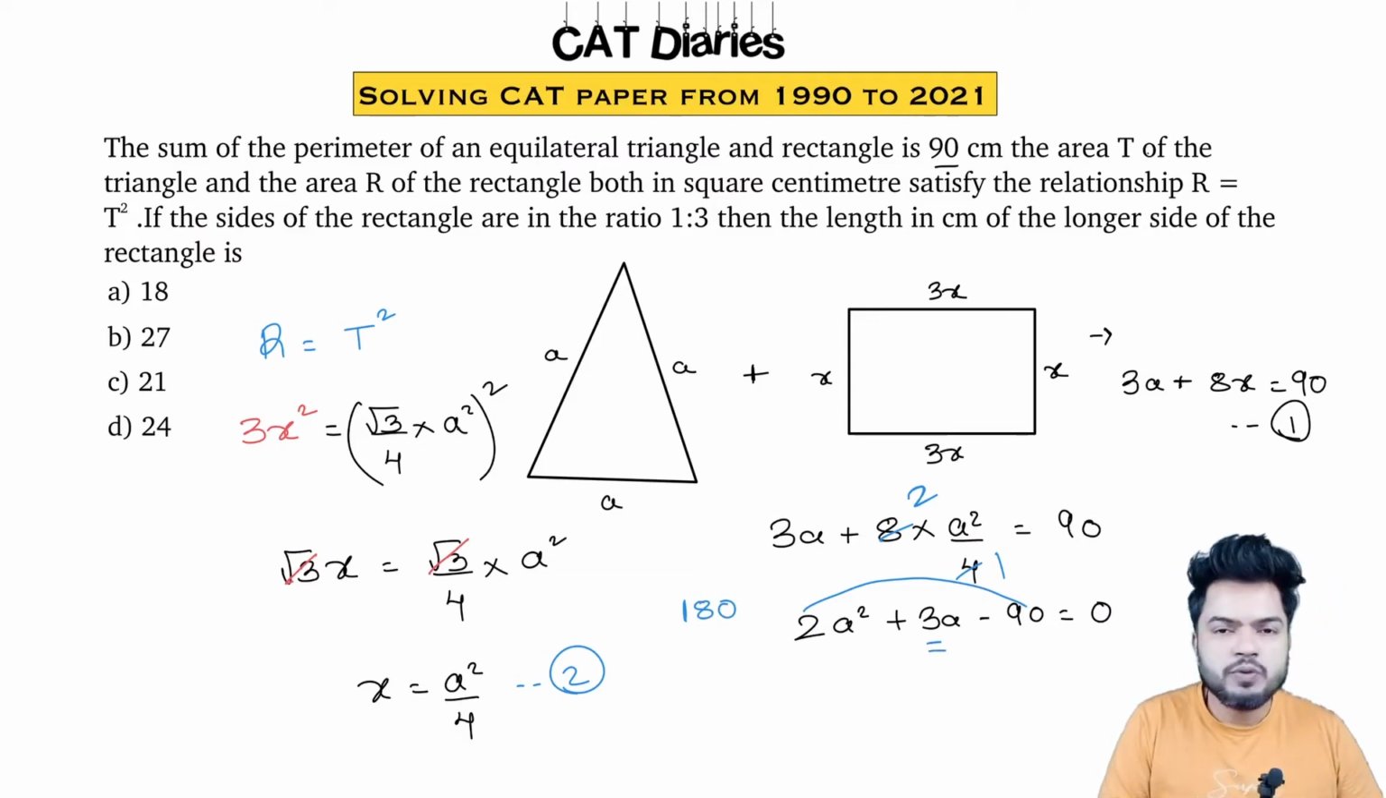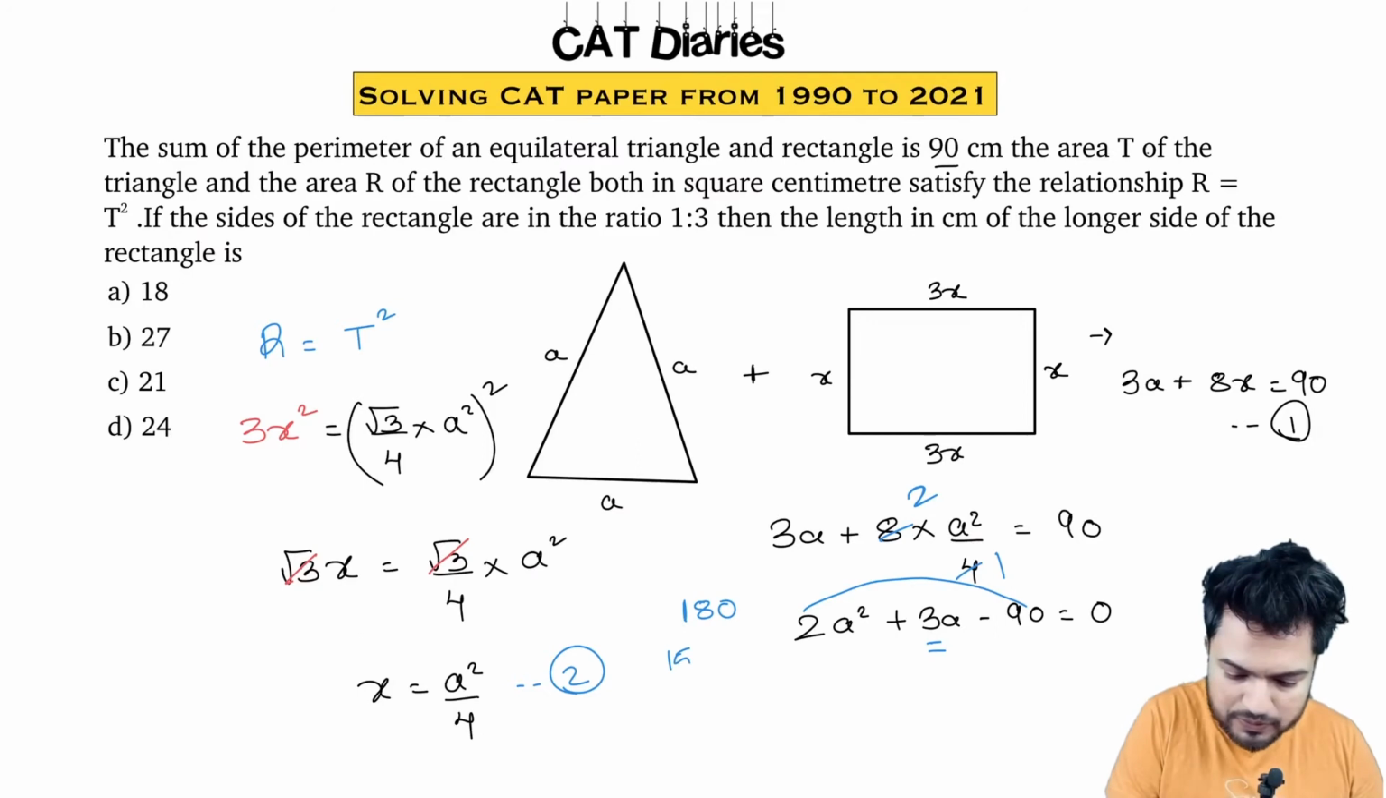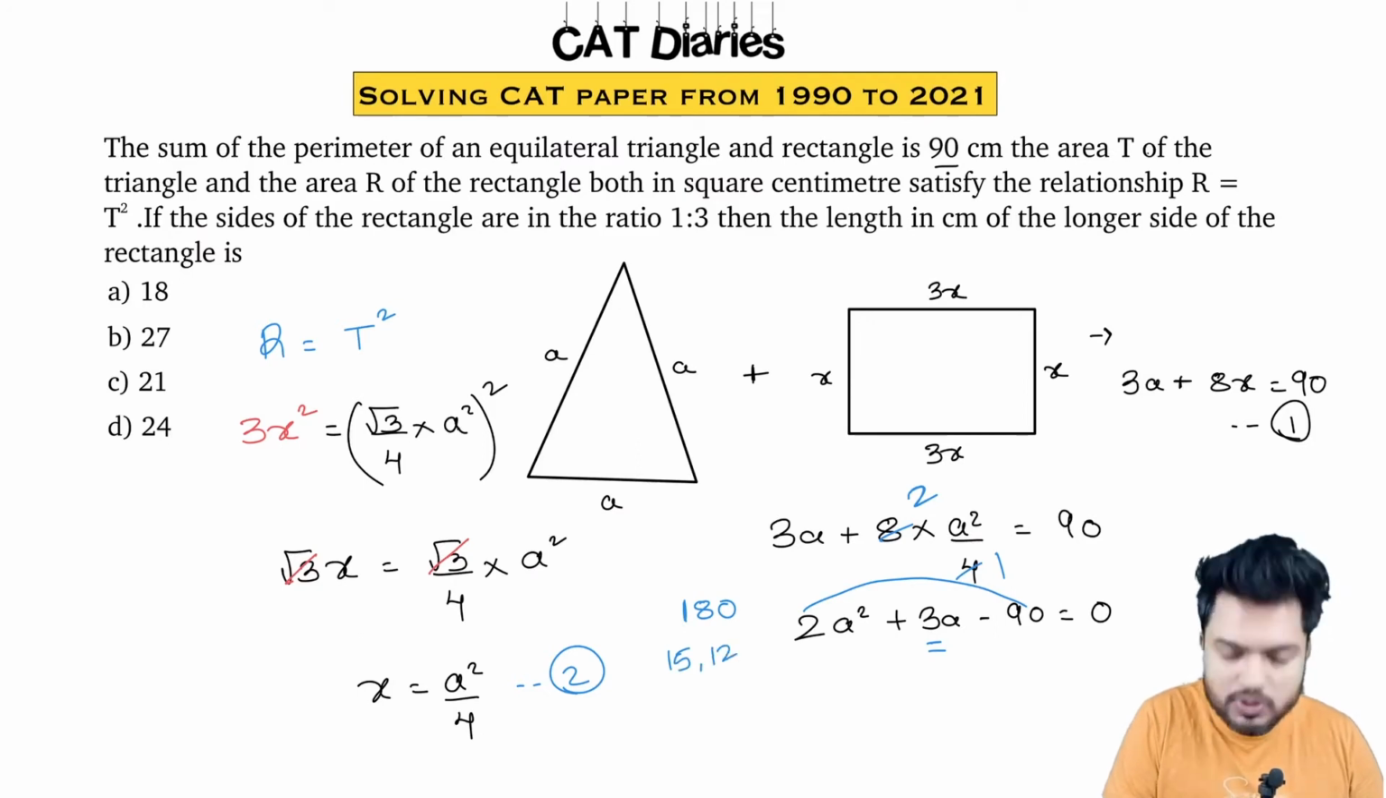So which are those numbers? 12 square is 144. Add 36 more to 144, 180. So 12 into 15 is 180 and 15 minus 12 will be equal to 3. So these are those numbers, 15 and 12. That's what I'll write in.